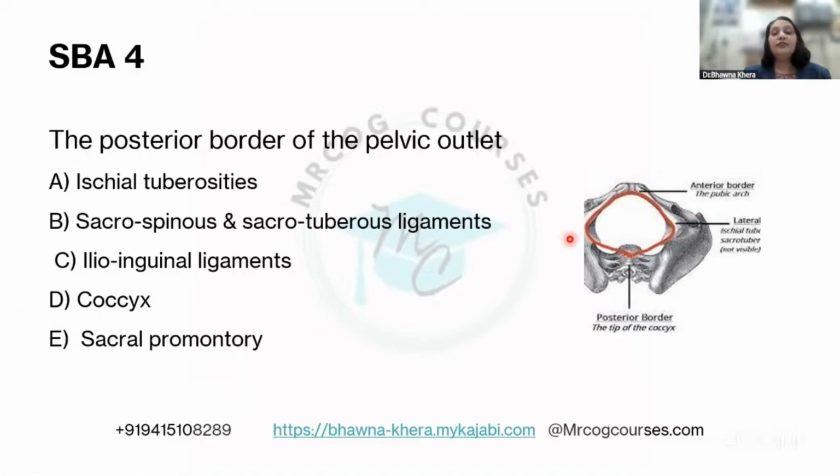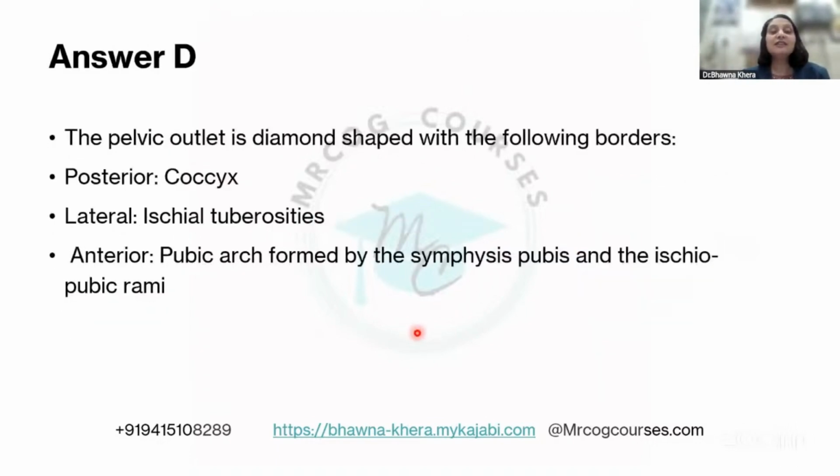If you see the diagram here, this is the pelvic outlet, the diamond-shaped cavity. Anteriorly is the pubic arch. Laterally, you see the ischial tuberosities and the ligaments. And posteriorly, what you see is the coccyx. So that's the correct answer. Very good. The pelvic outlet is diamond-shaped with the following borders.